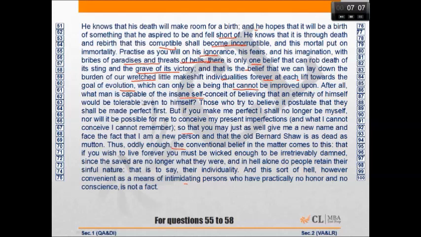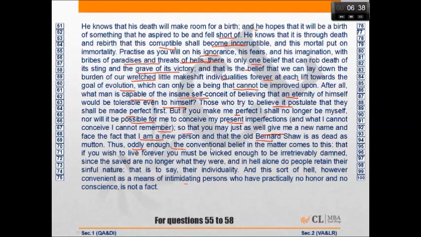After all, what is man capable of? The insane self-conceit of believing that an eternity of himself will be tolerable even to himself. Those who try to believe it postulate that they shall be made perfect. But if you make me perfect, I shall no longer be myself, nor will it be possible for me to conceive my present imperfections. And what I cannot conceive, I cannot remember. So you may just as well give me a new name and face the fact that I am a new person, and the old Bernard Shaw is as dead as mutton.